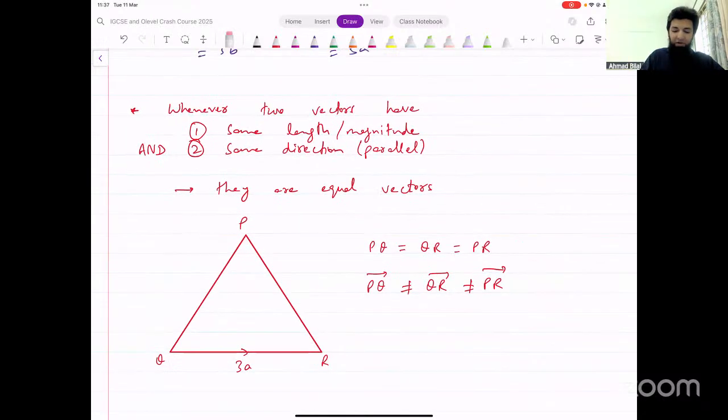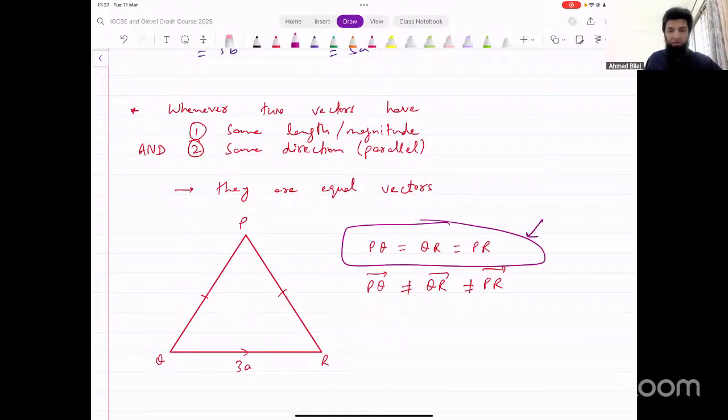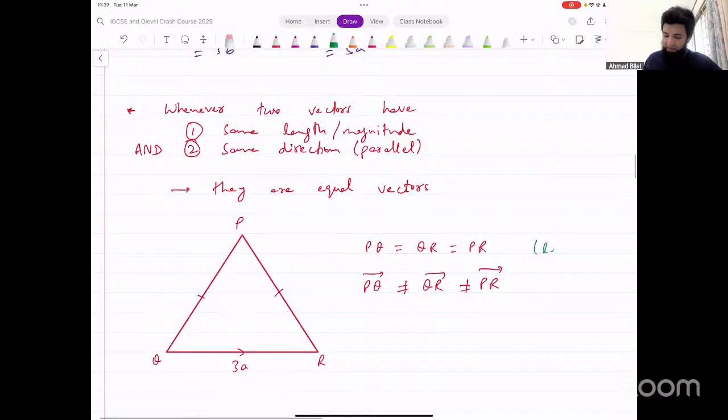If we have an equilateral triangle like this, all sides of this triangle are equal, which means PQ equals QR, which equals PR. Now, these are lengths, right? We don't have vector signs on top of them. These are lengths. The lengths are all equal.